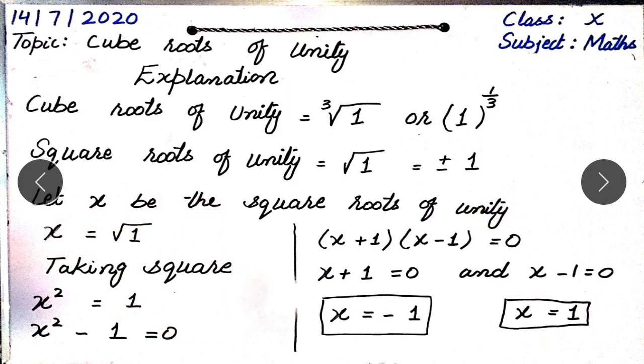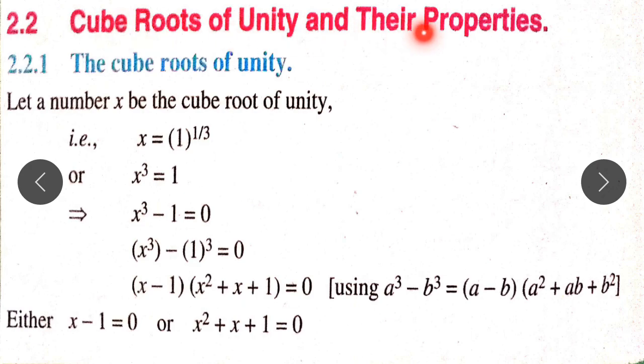Likewise, we have solved the square root of unity, and we can solve the cube roots of unity. How? Let's see. Cube roots of unity and their properties. This is the topic. Suppose we don't know what the roots or the answers of 1 will be when its cube root is taken. When we don't know the answer, we let it equal x. Let x be the cube root of 1. This is the cube root, 1 upon 3, or you can write it inside the cube root.